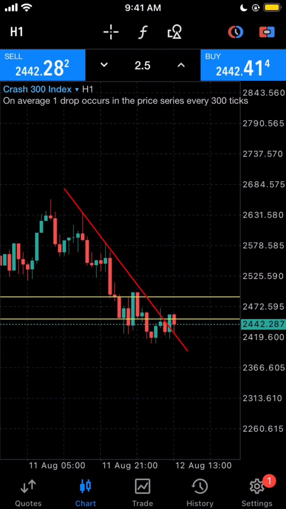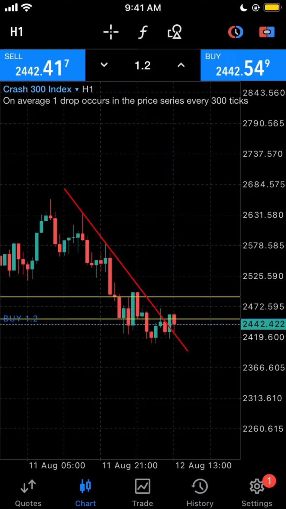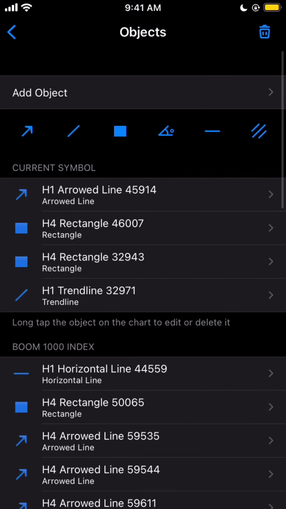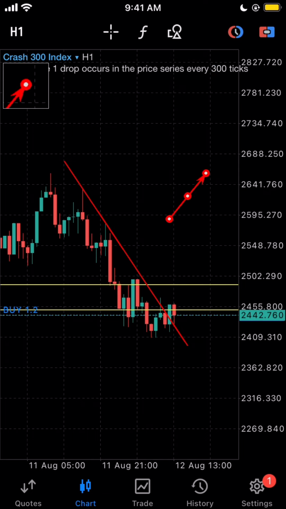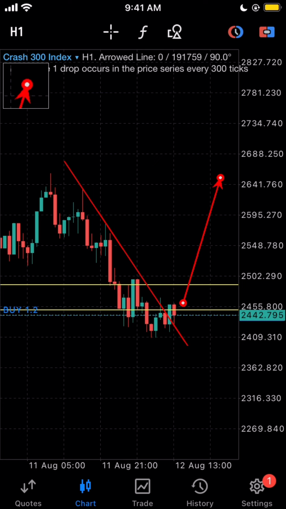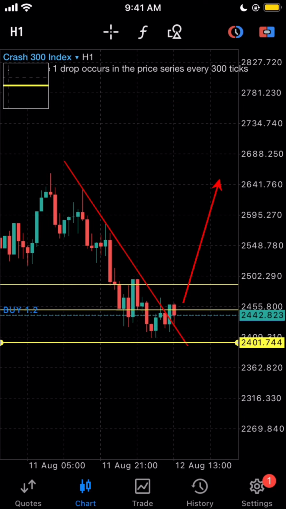Let's put for now, since it hasn't retested the area, maybe 1.2 lot size. I'll buy 3 positions like this. So next, if the price comes back up to this level and comes back to the rectangle, I'm going to add positions over there. Put stop loss just below the liquidity area here. You can put your stop loss just below the liquidity area at this level.